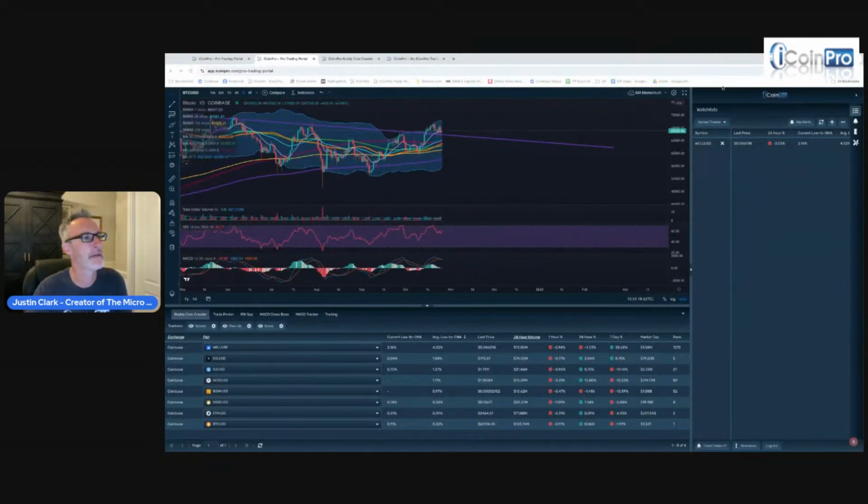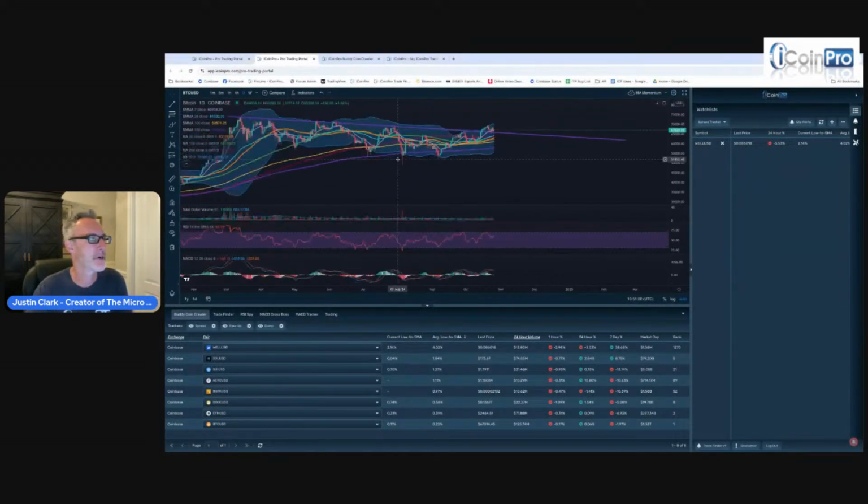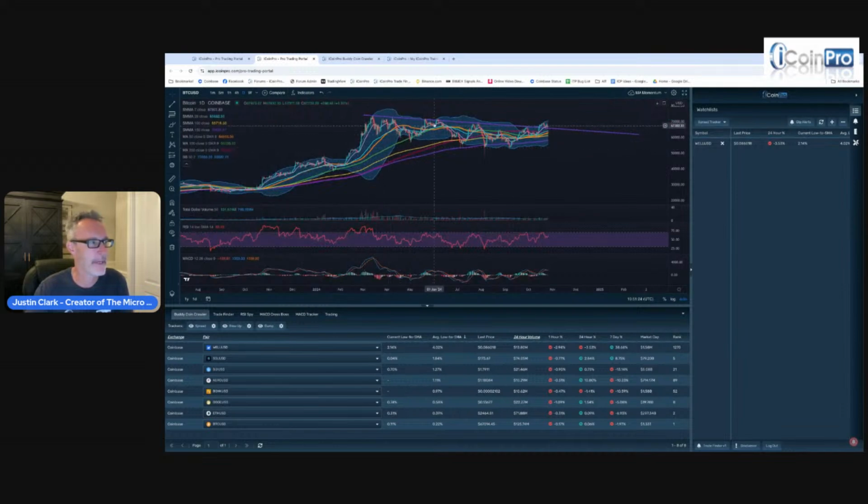Right now, Bitcoin, and let me cover this chart first. This is called the MA momentum setup. It's the moving average momentum.